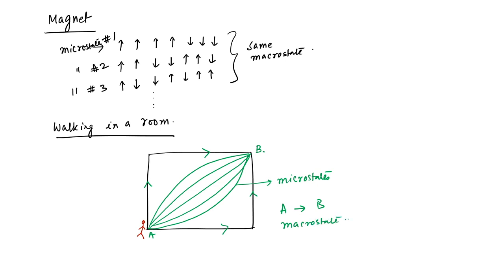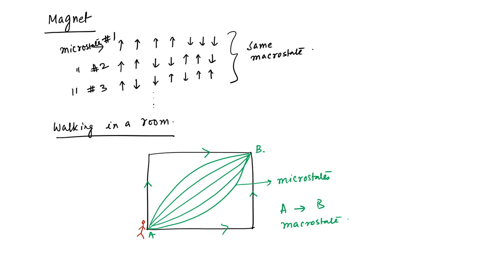I think it is by now clear that each macrostate, which is an overall coarse description of the system, corresponds to a large number of microstates. And these microstates are very important because they will eventually be related to the entropy of the system, as we will see. You take the log of the number of microstates and multiply it by the Boltzmann constant. You get the entropy of the system.